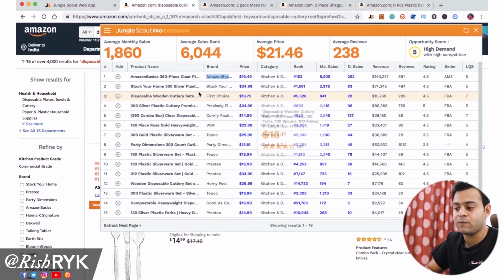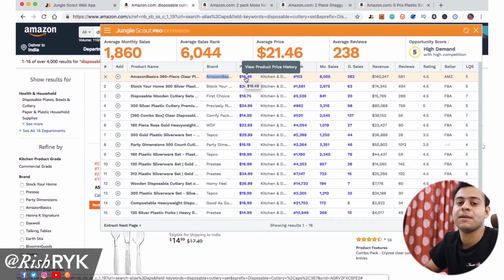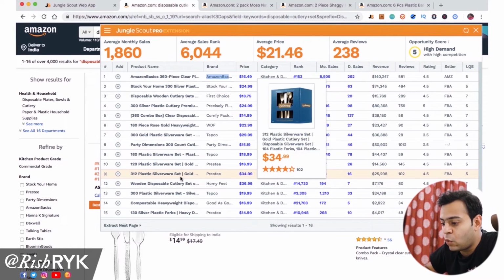Amazon Basics obviously is selling it at a lot cheaper than a lot of other sellers, which is impossible to compete with. But you should not worry about it, because the rest of the sellers are actually selling it at a decent price, which is $20 or more. Then there's one at $30 as well, which is gold plastic cutlery set. Right, interesting.